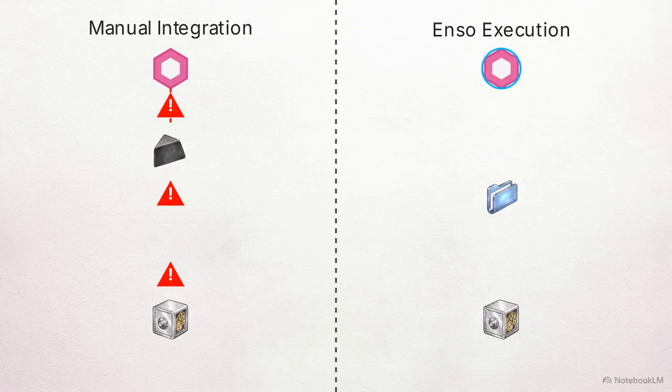It serves as a standardized execution engine explicitly built for these complex workflows. On the Enso path on the right, the exact same cross-chain transaction is executed completely differently. A single clean vector passes directly from the initial asset to the final vault deposit.